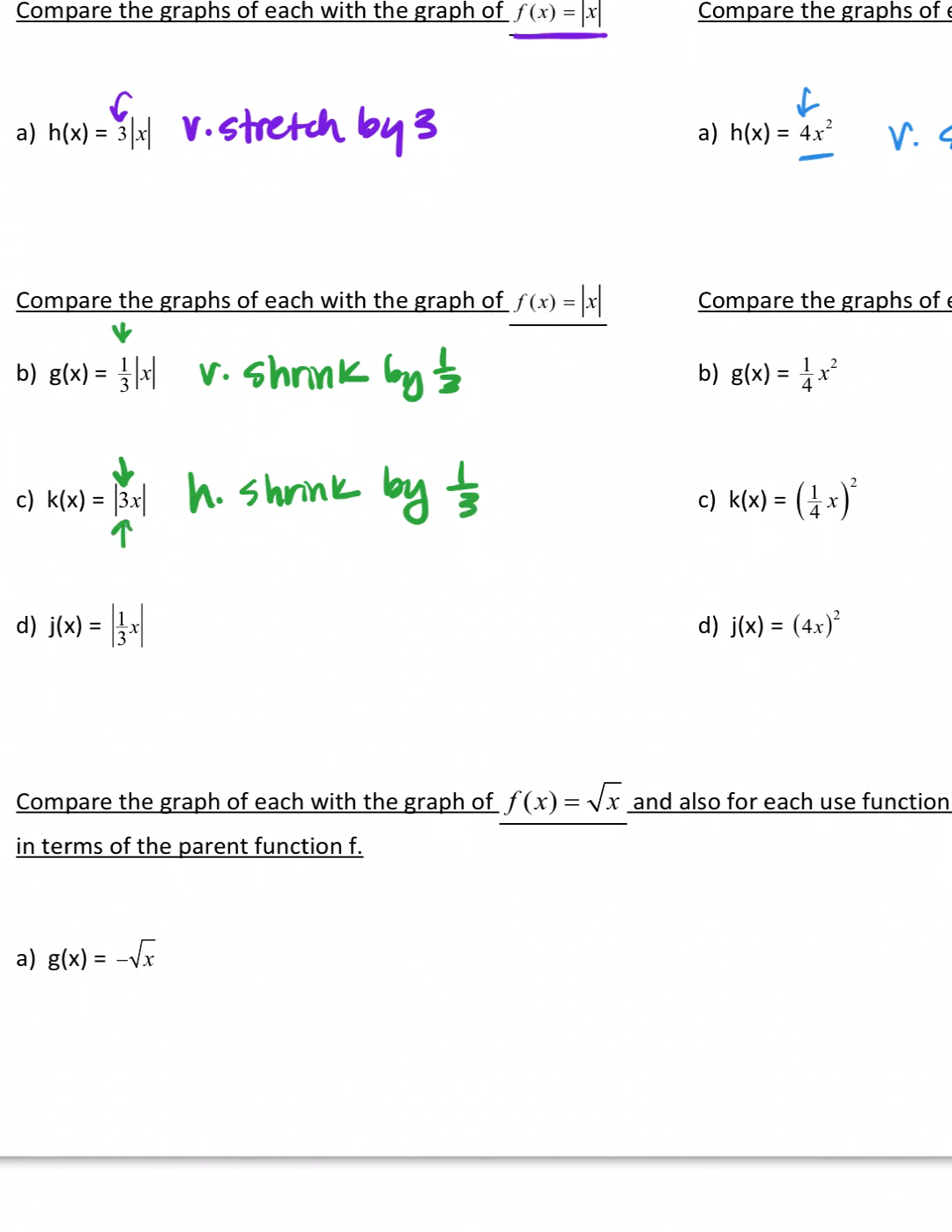So the horizontal is always going to be opposite when you write it out. When you describe it in words, you're always going to write the reciprocal of what's in the equation. So for instance, this 1/3 is in here again. So this is a horizontal stretch by, what's the reciprocal of 1/3? It's 3. So be really careful when you describe horizontals. You want to use the reciprocal value.